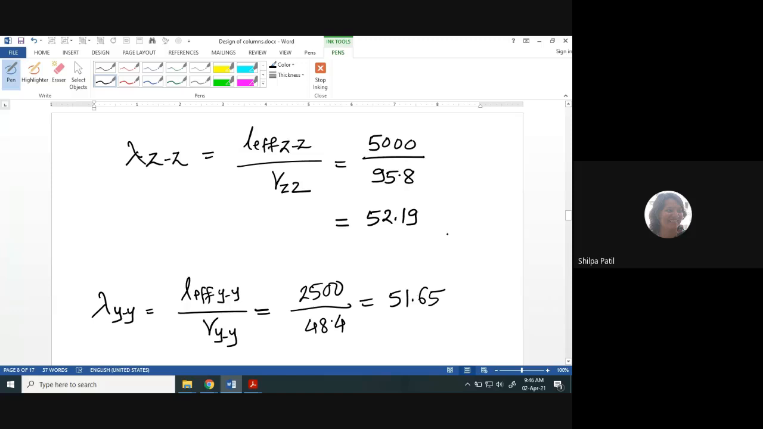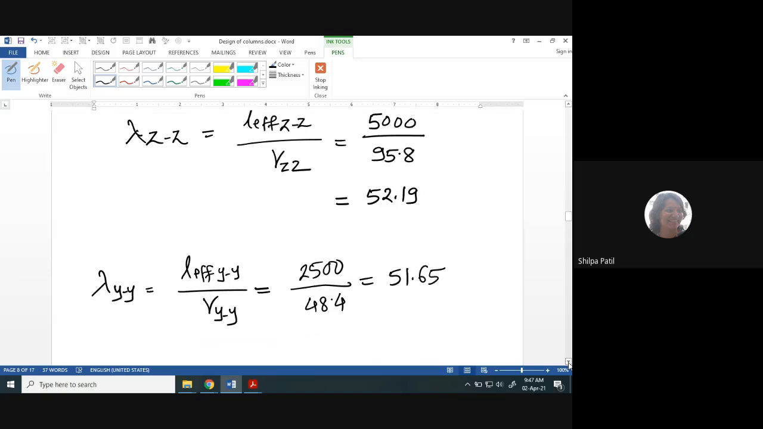Now, out of these two, the higher slenderness ratio will be selected if the buckling class would have been the same. Now, here the buckling class is different. About ZZ axis, the class is different. About Y axis, the class is different. So, we have to make use of both the slenderness ratios separately, and we need to calculate two FCD values. One about ZZ and one about YY.